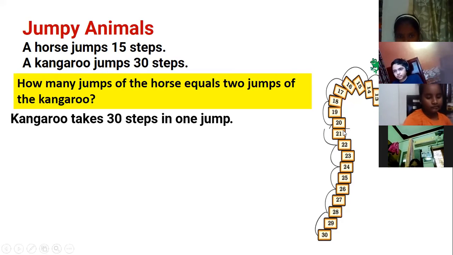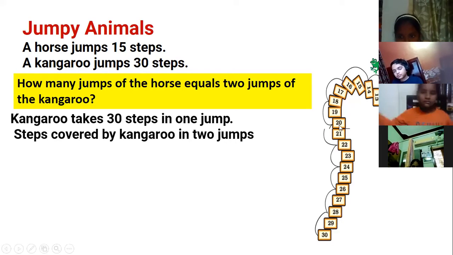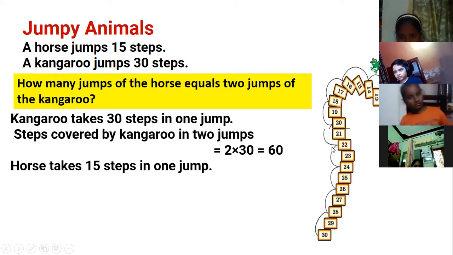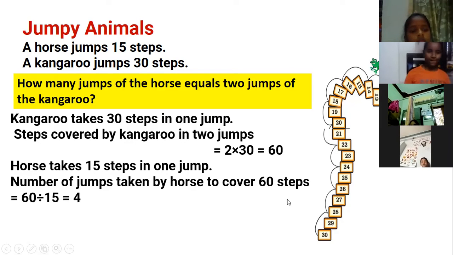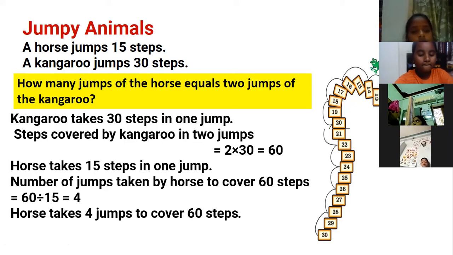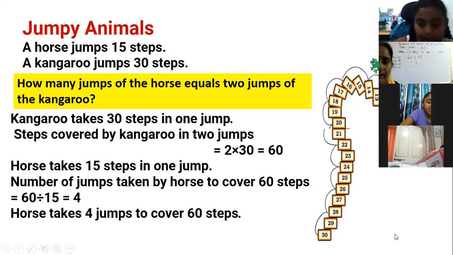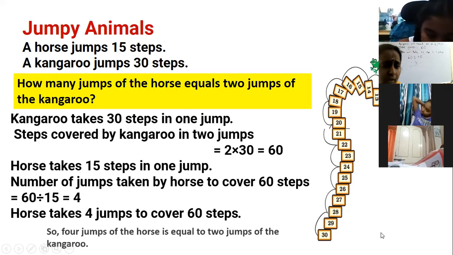So kangaroo takes 30 steps in one jump. So steps covered by kangaroo in 2 jumps is 60. So horse takes 15 steps in one jump. Number of jumps by horse to cover 60 steps is 60 divided by 15, which is nothing but 4. Okay. Horse takes 4 jumps to cover 60 steps. Okay, ma'am? So like that we need to write the statement.